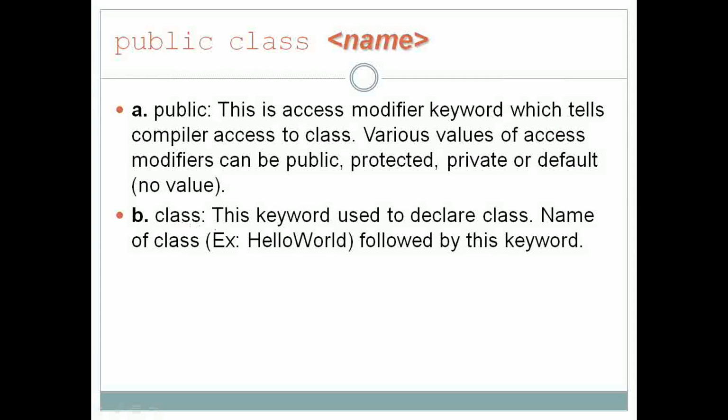Now it is followed by the keyword class. This keyword is used to declare a class, with the name of the class following the class keyword. For example, you may write class and the name of the class. The name of the class is Account. So class is a keyword and Account is the name of the class.